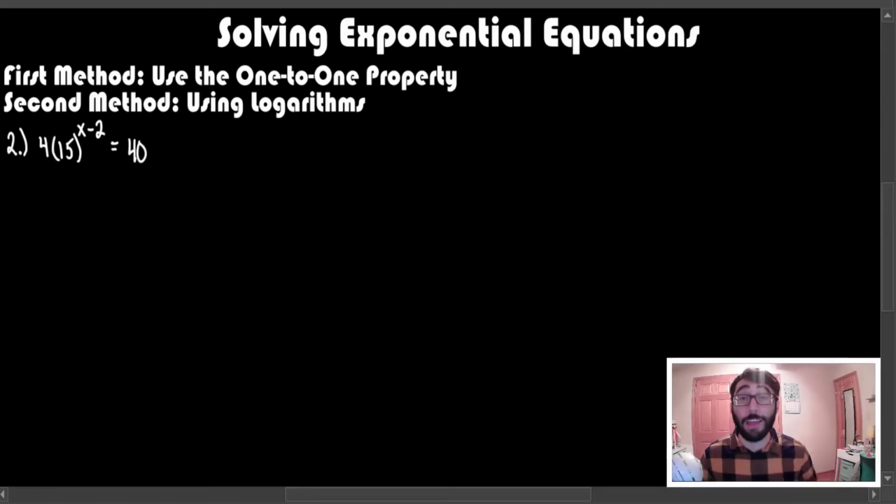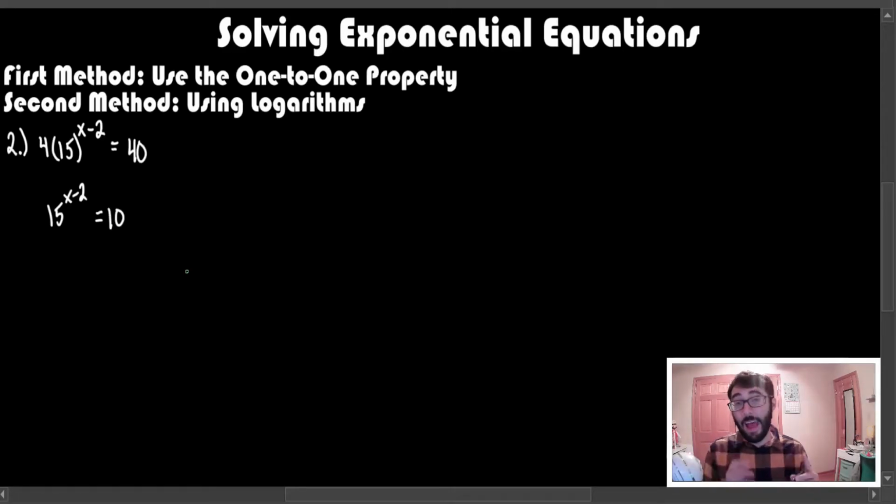Okay, let's take a look at this example here. We have 4 times 15 to the x minus 2 power is equal to 40. Well, the first step is to always get the exponential expression isolated. In this problem, that's actually not happening yet. The exponential expression is just the base and the exponent. So it's 15 to the power of x minus 2. So that 4 out in front has got to go. And that 4 is multiplying our exponential expression, so we would have to divide each side by 4. So that would end up getting us 15 to the x minus 2 power is equal to, and if I divide each side by 4, I'm going to get that equal to 10.